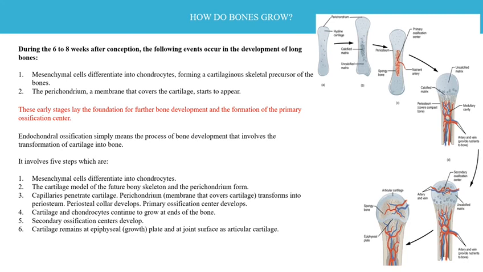Cartilage and chondrocytes continue to grow at the ends of the bone. Secondary ossification centers develop. Cartilage remains at the epiphyseal growth plates and at the joint surface as articular cartilage.